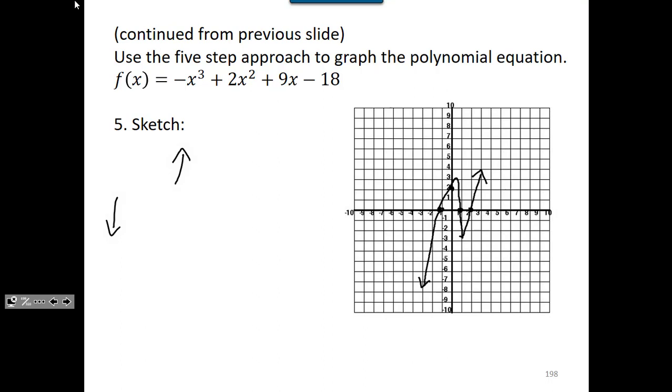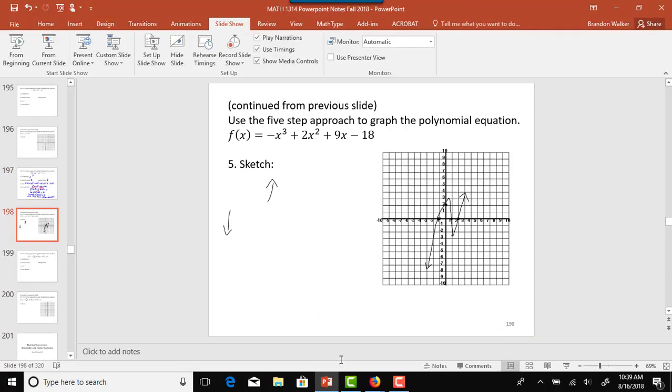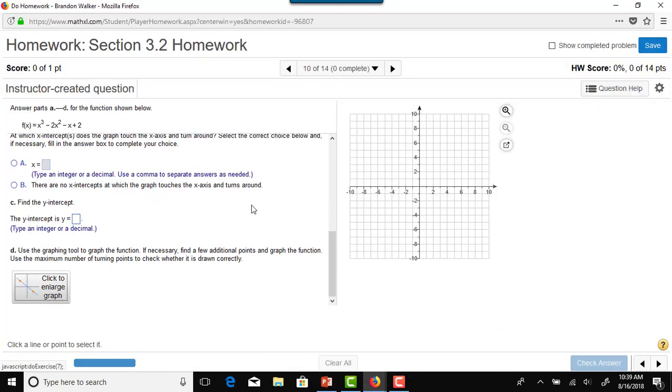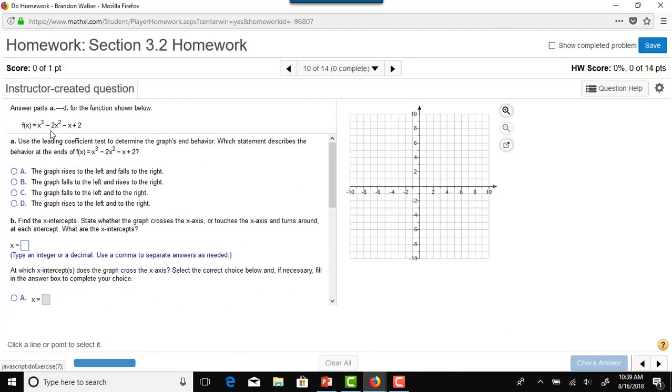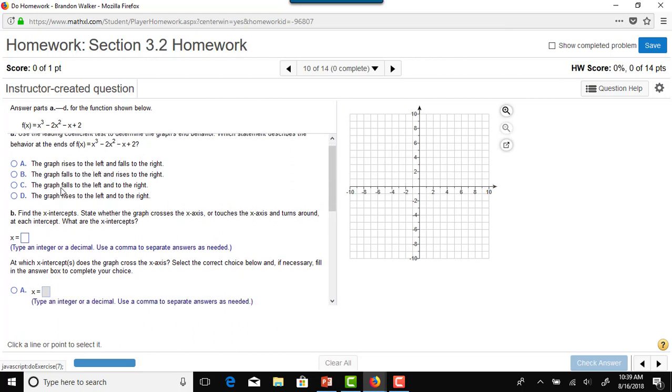Now, if you translate this over to what you're going to see on MyMathLab, I want to talk about that for just a minute because it can be confusing when you get to MyMathLab. So I have the same exact problem pulled up: x cubed minus 2x squared minus x plus 2. It's going to ask you for end behavior.